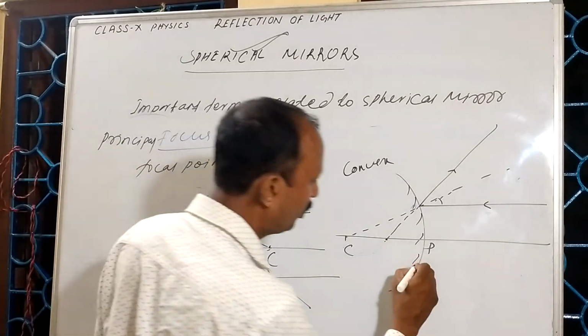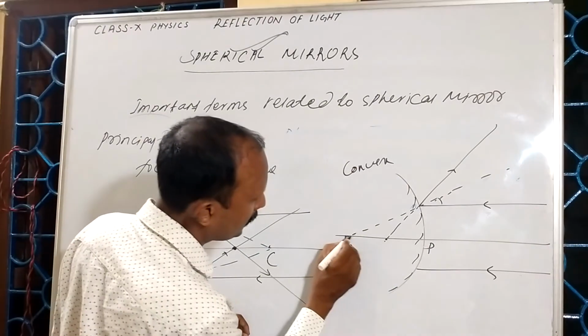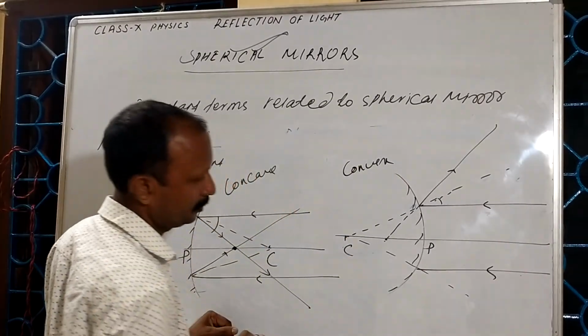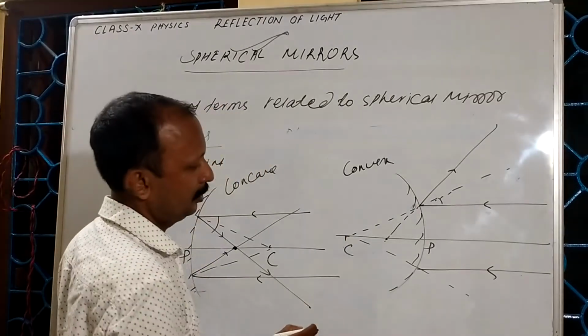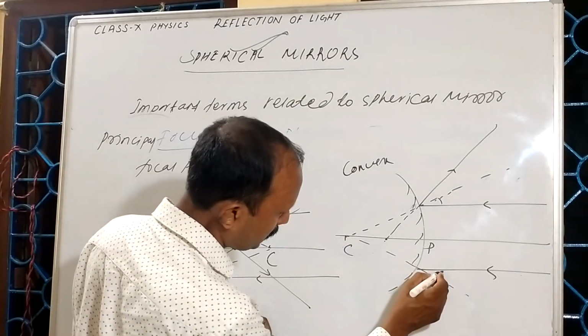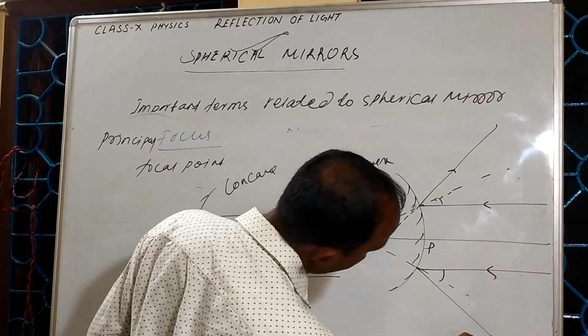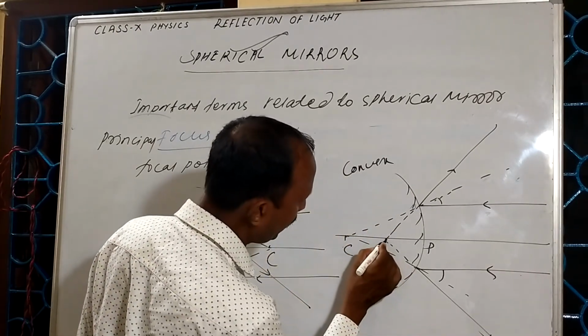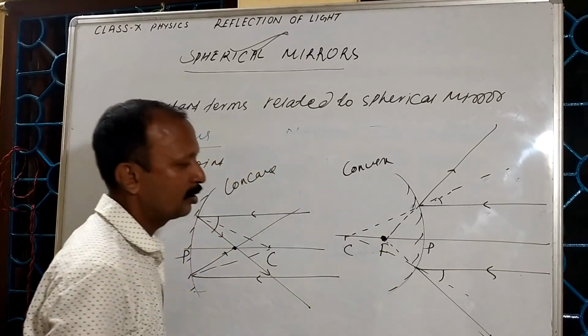Similarly, suppose one more light ray is coming from this side. This is the normal. So this angle, how much? It will make the same angle, it will reflect like that. So if I extend this, they are meeting at this point. This point is called the focus.